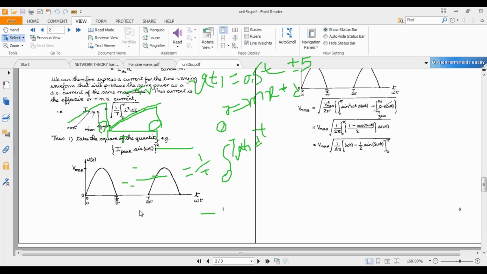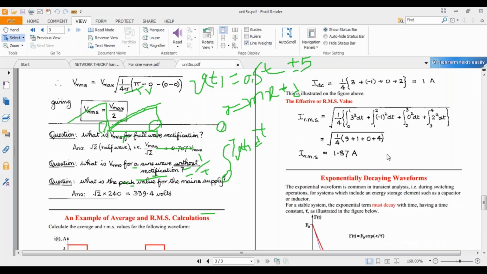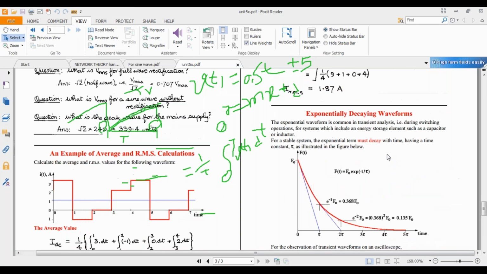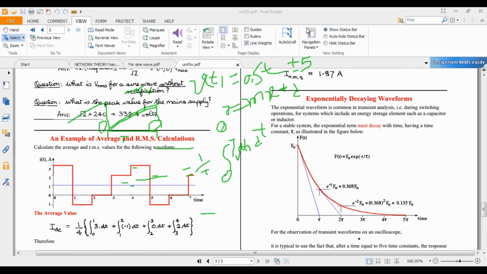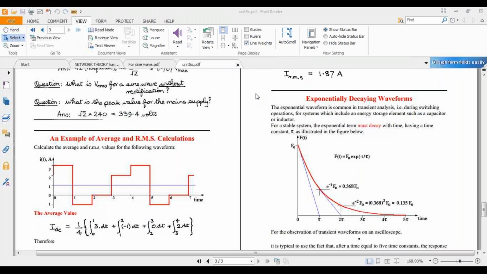For this, the half wave rectifier output, and similarly for this waveform also you can calculate its average value and RMS value by using the same formulas.